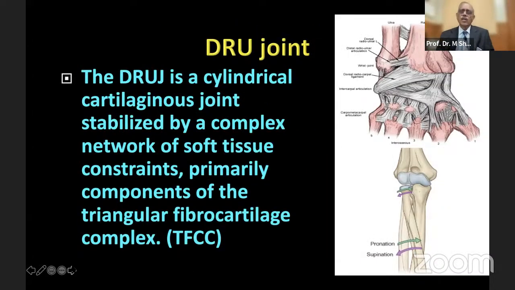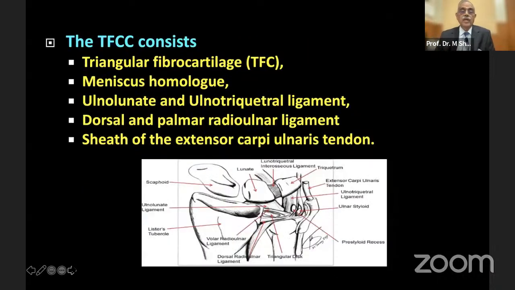The distal radioulnar joint is quite important when we deal with especially the Galeazzi fracture. The distal radioulnar joint is a cylindrical cartilaginous joint stabilized by a complex network of soft tissue constraints, primarily components of the triangular fibrocartilage complex, the TFCC, which has to be taken into consideration. What does the TFCC contain? Many of us are confused on the TFCC. It is not just the triangular fibrocartilage, but also the meniscus homologue, which is important, and the ulnolunate and ulnotriquetral ligaments, and the dorsal and palmar radioulnar ligaments, and the sheath of the extensor carpi ulnaris tendon.